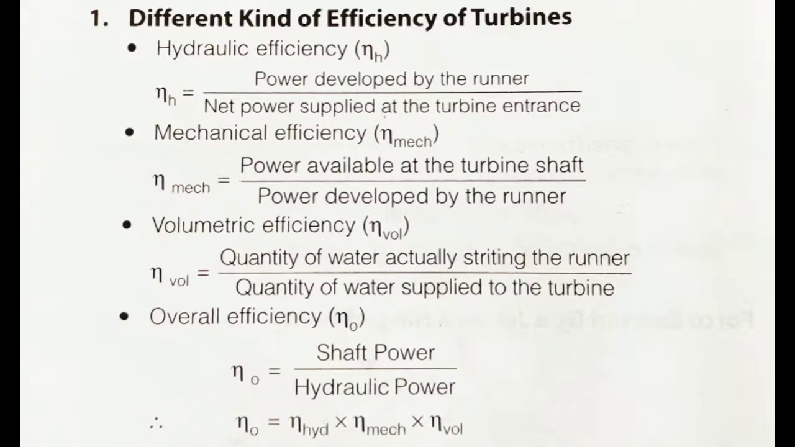Last efficiency is overall efficiency, eta O, which is equal to shaft power by hydraulic power. Then eta O equals hydraulic efficiency into mechanical efficiency into volumetric efficiency. Overall efficiency is the product of hydraulic efficiency, mechanical efficiency and volumetric efficiency.